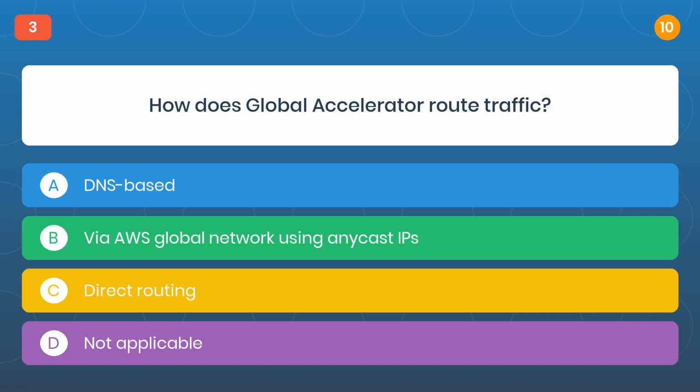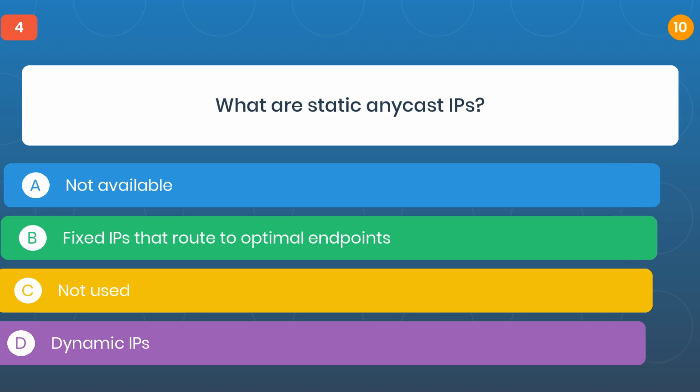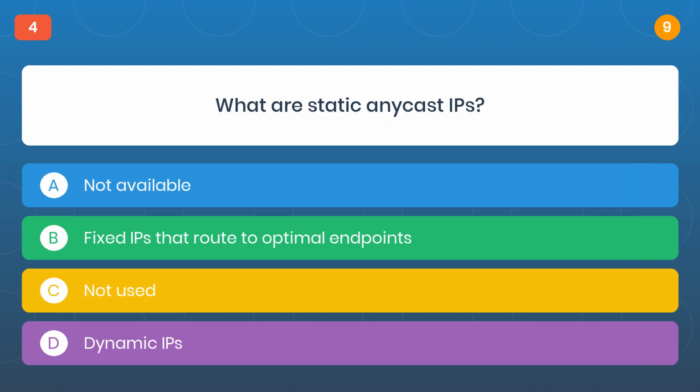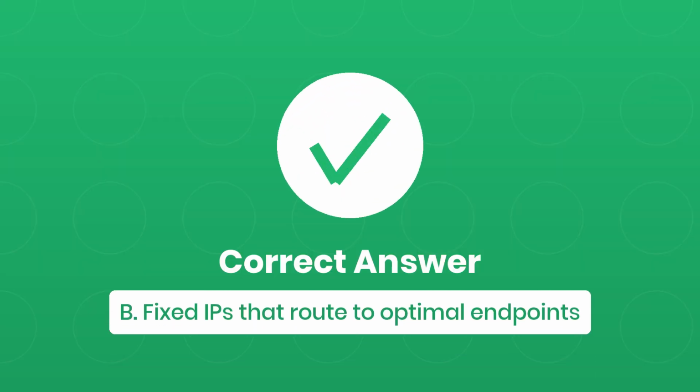Question 3. How does Global Accelerator route traffic? The correct answer is B, via AWS Global Network using Anycast IPs. Question 4. What are static Anycast IPs? The correct answer is B, fixed IPs that route to optimal endpoints.